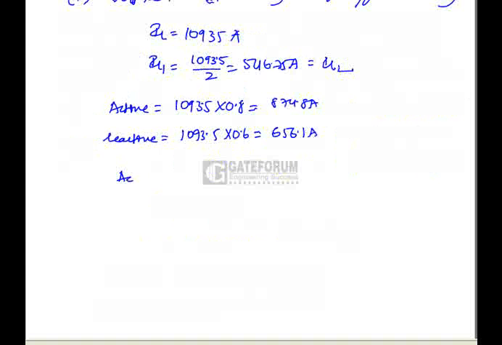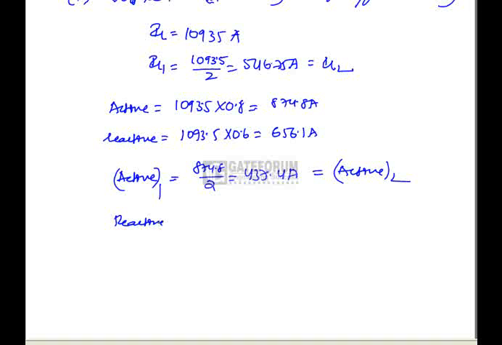Similarly, the active component of alternator 1 is equal to 874.8 amperes by 2, which is equal to 437.4 amperes. This is equal to the active component of alternator 2. Similarly, the reactive component of alternator 1 is equal to 656.1 by 2, which is equal to 328.05 amperes. This is nothing but the reactive component of alternator 2.